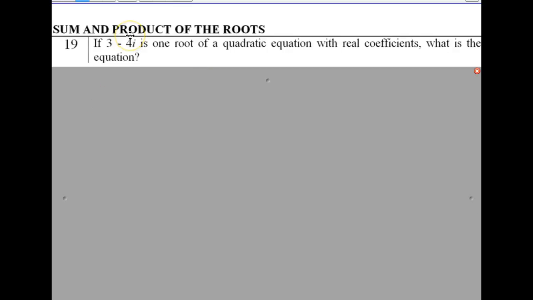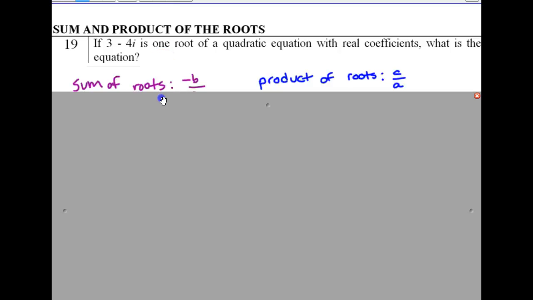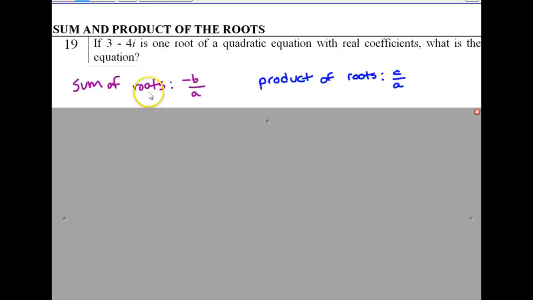Next question. We're given a root and we want to find the quadratic equation that has that as one of its roots. So it's not going to tell you in the problem to use sum and product of roots, but you need to know, use sum and product of roots in this case. First thing is, do you know what the other root is? There's an implication that the other root of this is 3 plus 4i, which is the conjugate. Okay? So you've got your sum of roots and product of roots formulas. Negative b over a and c over a. Write those down.